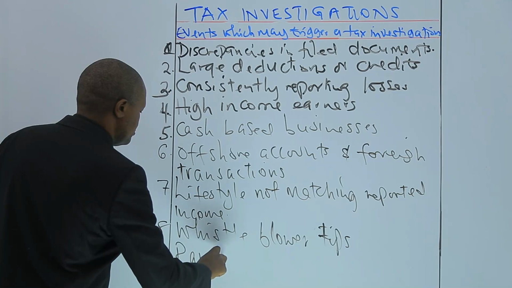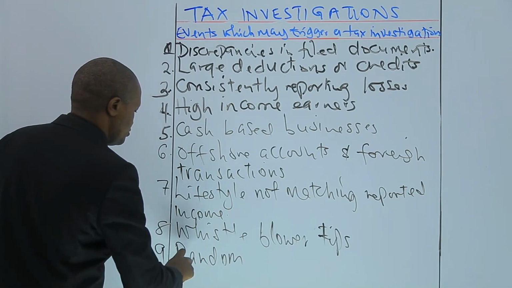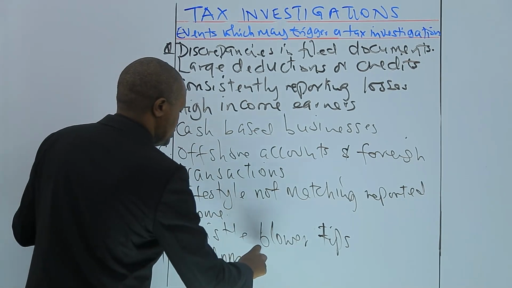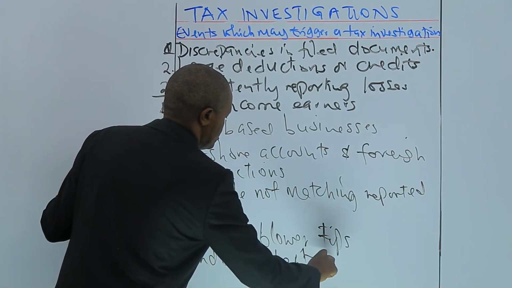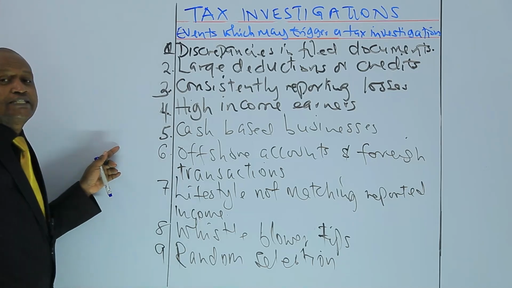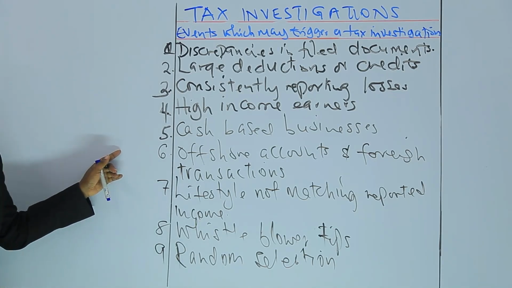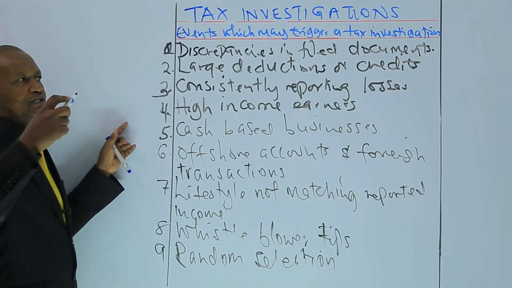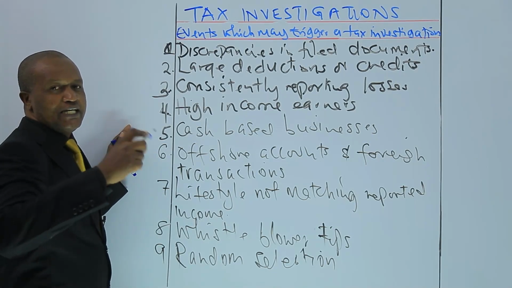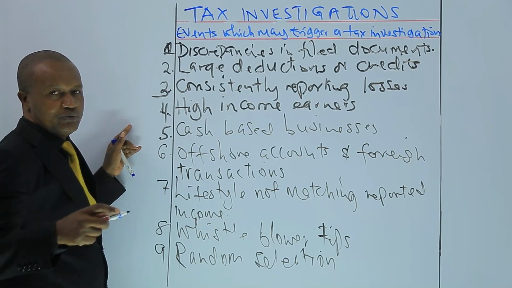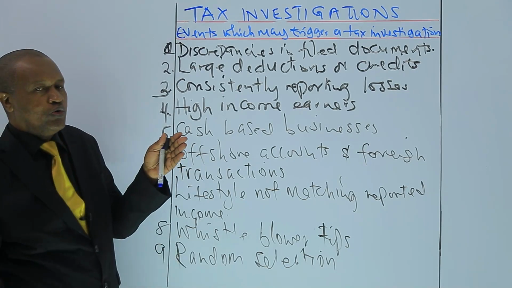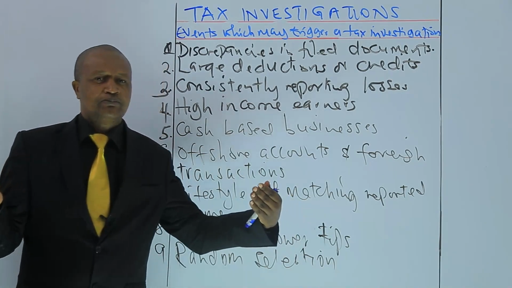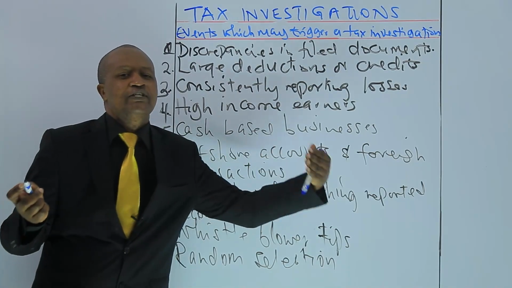Number 9, random selection. Sometimes taxpayers are selected randomly for an audit, which can then uncover issues that lead to more in-depth audits or investigation.